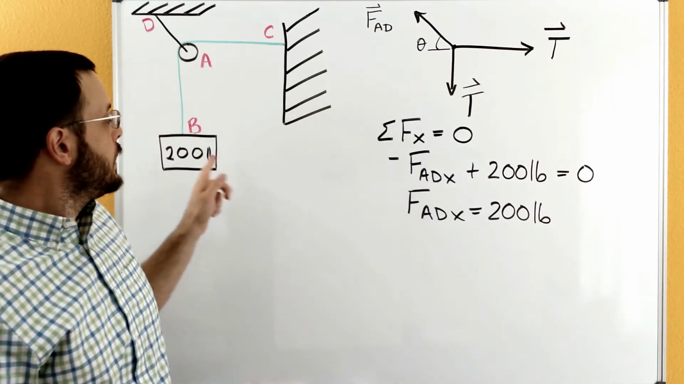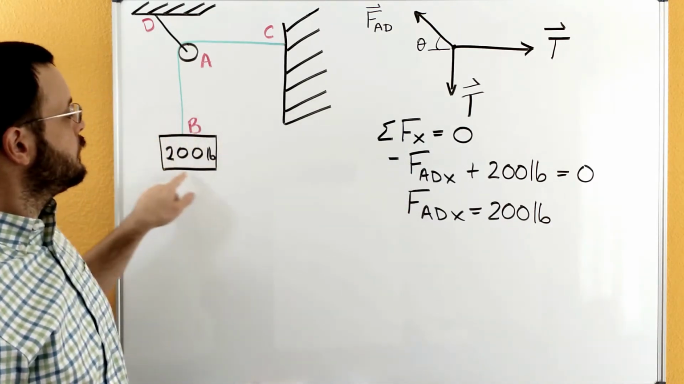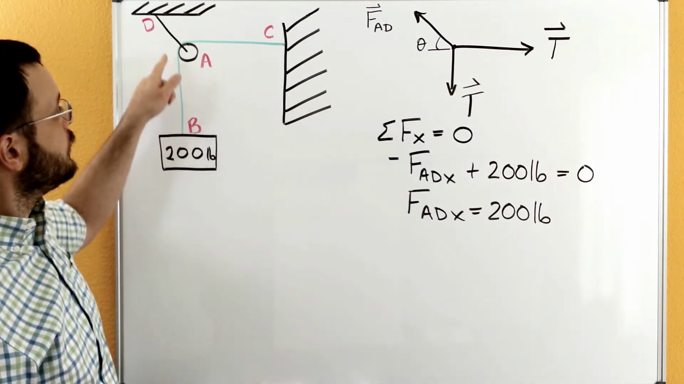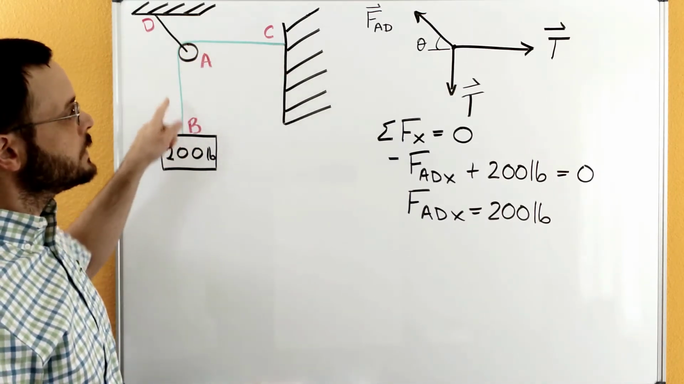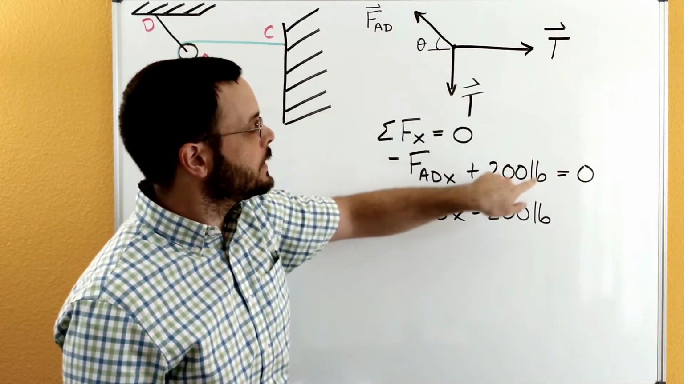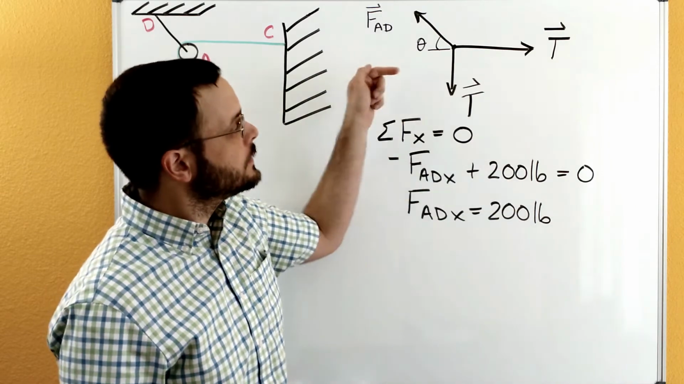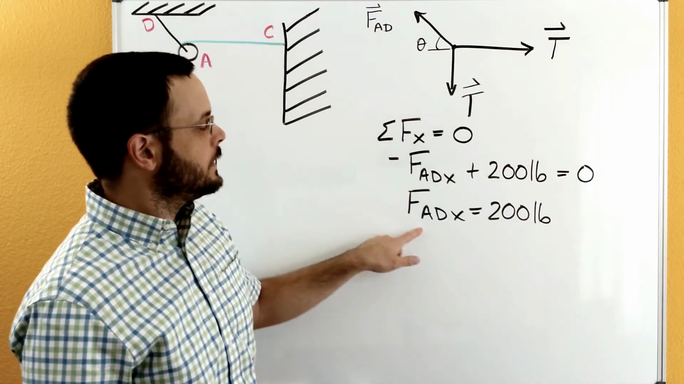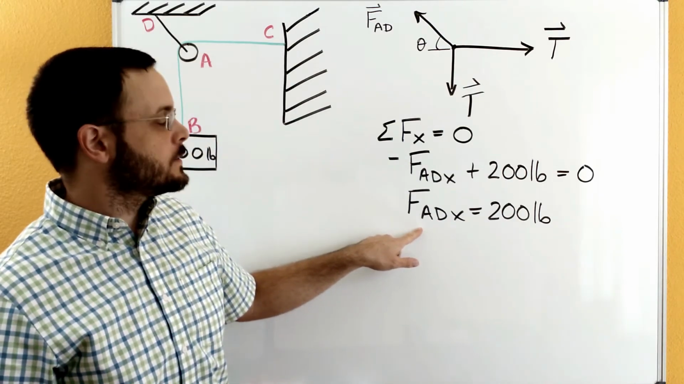And then we have our 200-pound force here that's acting on the rope. So that means that the rope has a 200-pound tension everywhere, like we talked about. So we're going to put in 200 pounds here for T, and it's going to the right, and so it's going to be positive in X. That gives us that FADX is equal to 200.